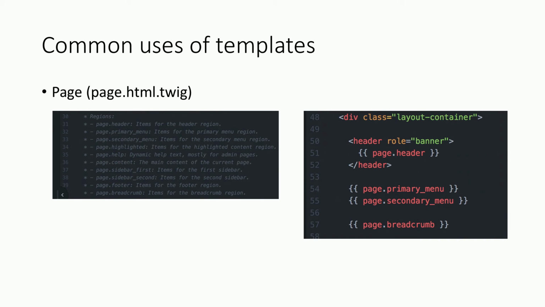The page one. Page is another. It has a really long doc block on it. I've kind of highlighted a particular section, the regions that are available to it: the header, primary menu, secondary menu, highlighted, help, content, and how it renders in the Twig file. The header role, we just specified it. We didn't use a variable for that. Page header, page primary menu, page secondary menu, page breadcrumb.